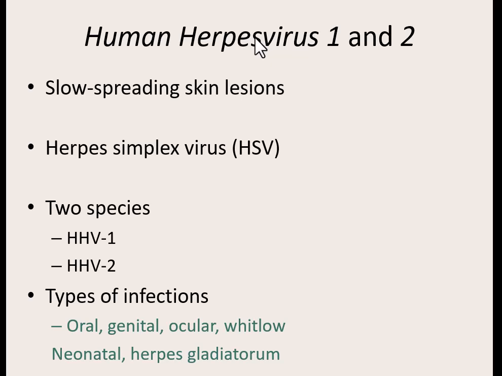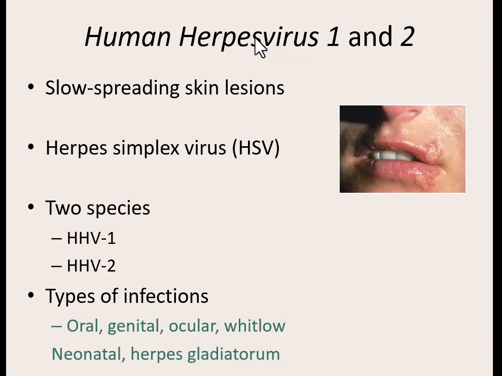The only real main difference between them is where they cause the slow spreading skin lesions. Human herpes virus 1 generally causes skin lesions above the waist, and human herpes virus 2 generally causes those skin lesions below the waist, and this is usually the one that is sexually transmitted herpes. It's the same thing. They are still slightly genetically different, and they usually cause those lesions in different areas.